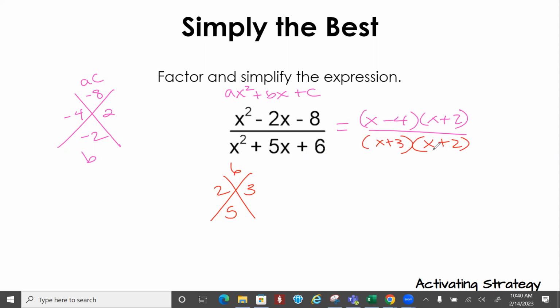Is there anything in the top and the bottom that repeats? Okay, so we're going to cancel that out. And what are we left with?